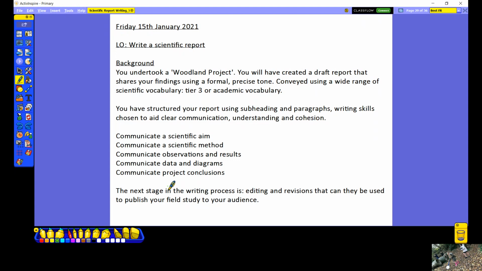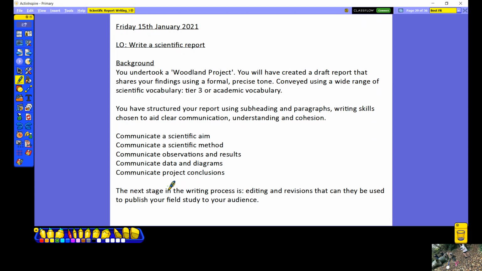This week we've been writing a scientific report. And remember that your report is all about the woodland project that you undertook. And across the week you've been drafting your report by having a single paragraph plan and then drafting that as a paragraph. And some of you who had quite a lot of writing, maybe a paragraph or two.